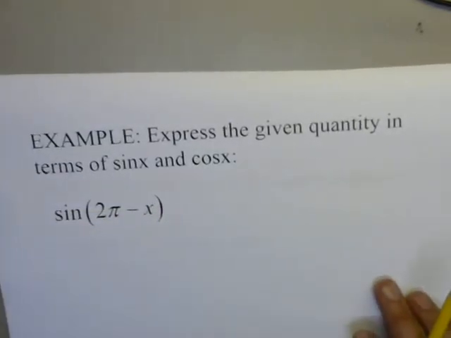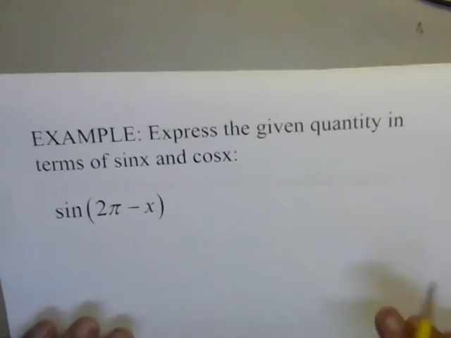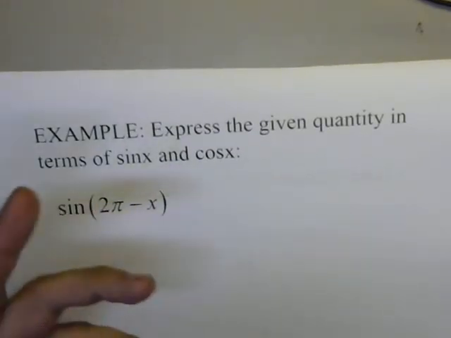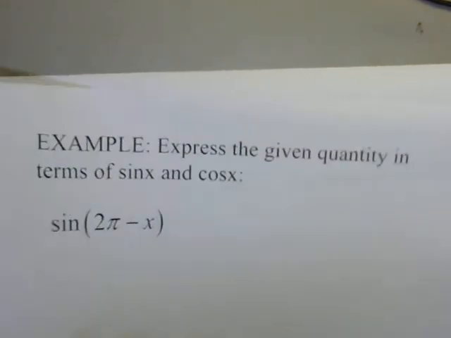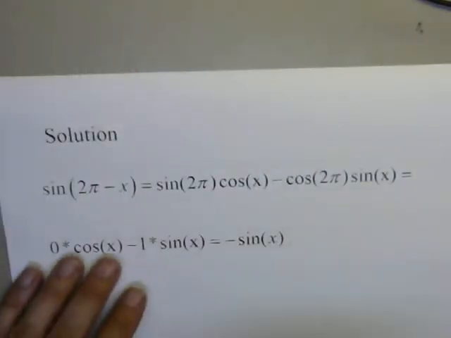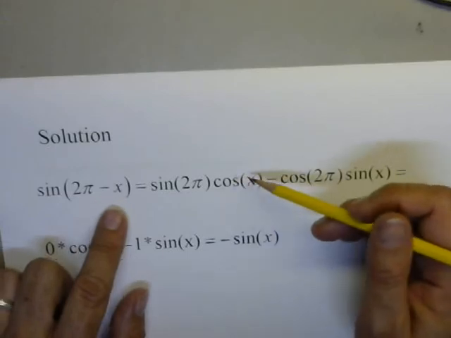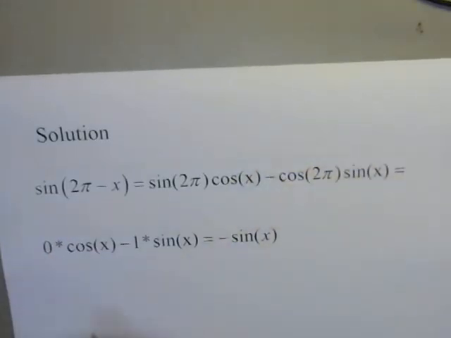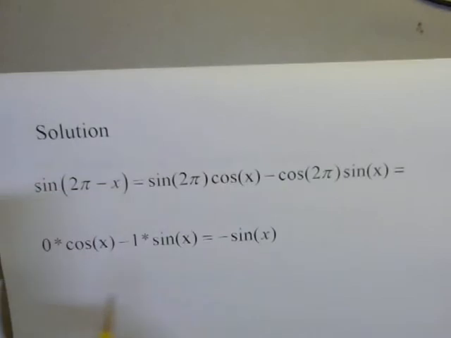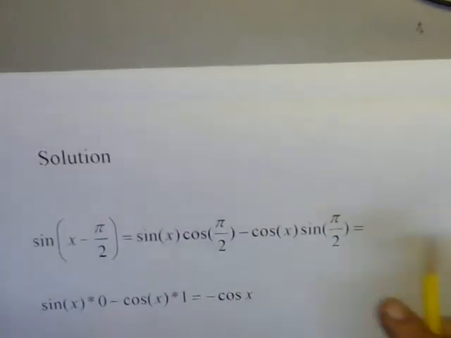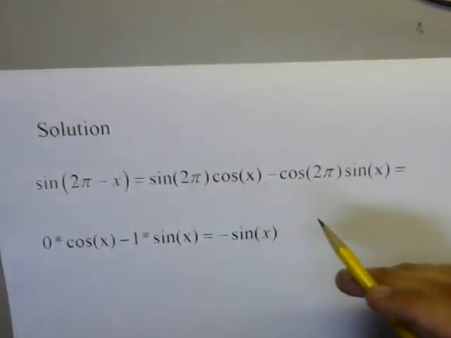Here's another example. Let's say that you want to express the given quantity in terms of sine of x and cosine of x. So again, we probably want to use the same identity we did before, right? So it'd be sine of a times cosine of b. And I maybe should have had negatives in here. Either that or I'm using a different identity here.